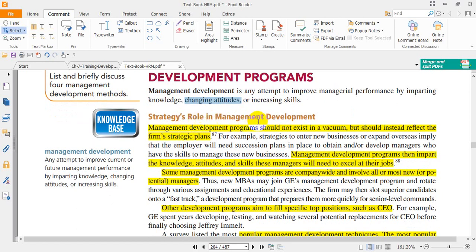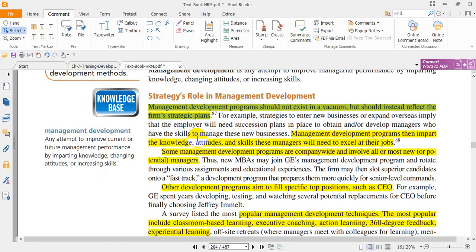The strategic role in management development. Management development programs should not exist in a vacuum, but should instead reflect the firm's strategic plans. So the management development programs should be related to the firm's strategic plan. Management development programs then impart knowledge, attitude, and skills the managers need to excel at their jobs. So managers can gain new skills, new attitudes, and new knowledge they need to excel in their jobs.